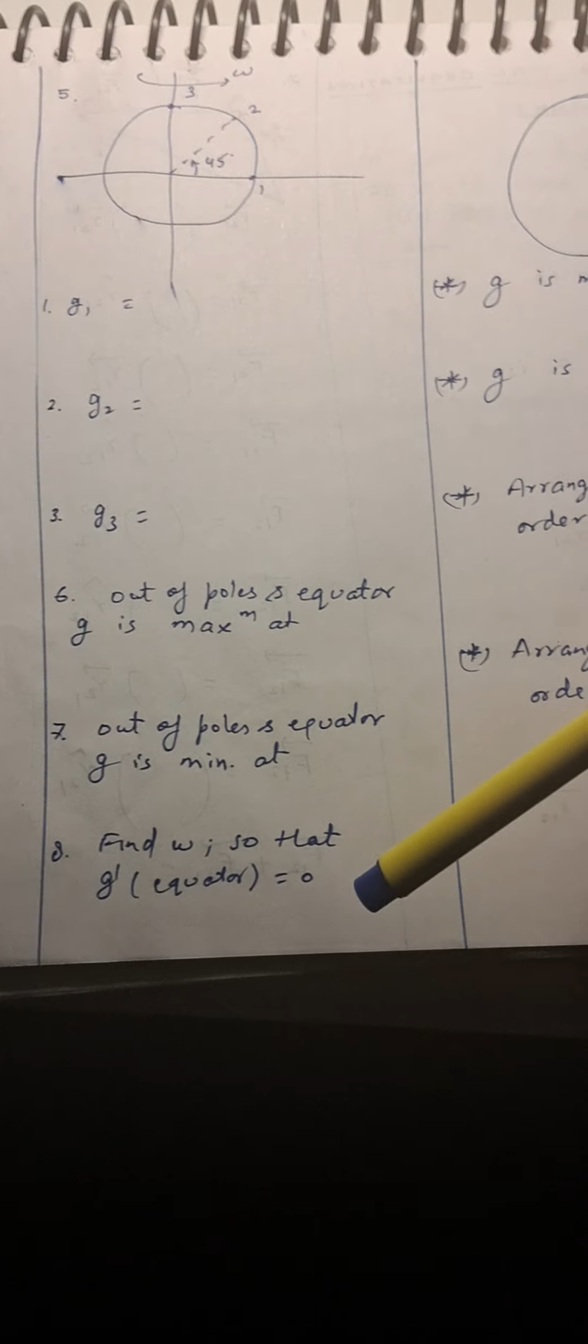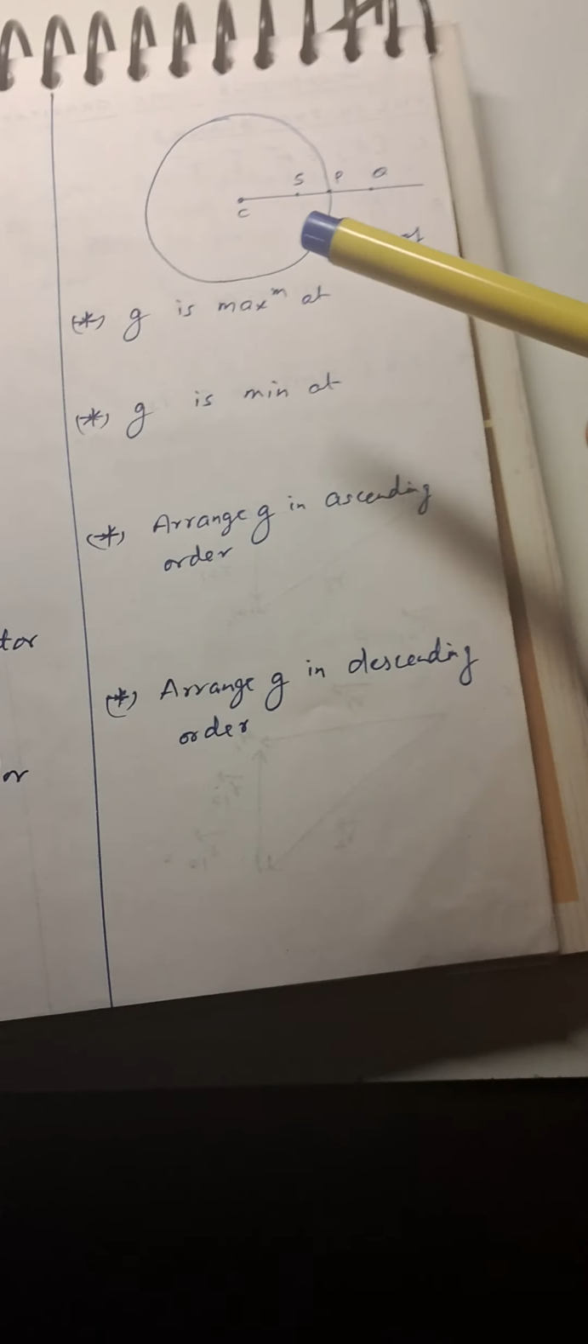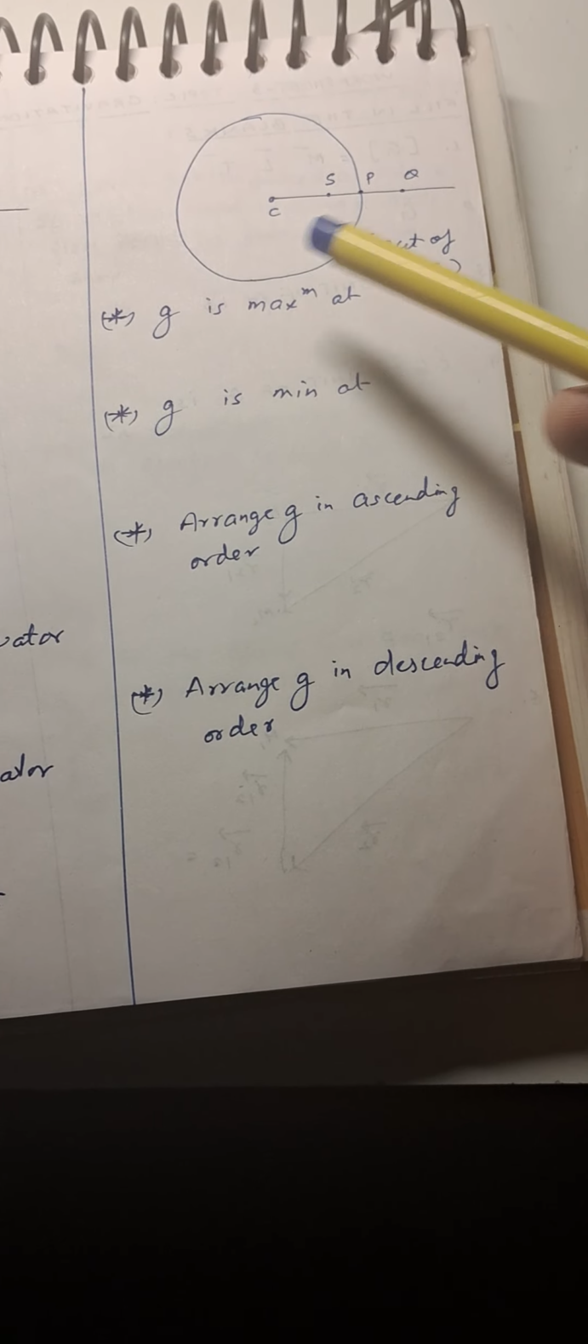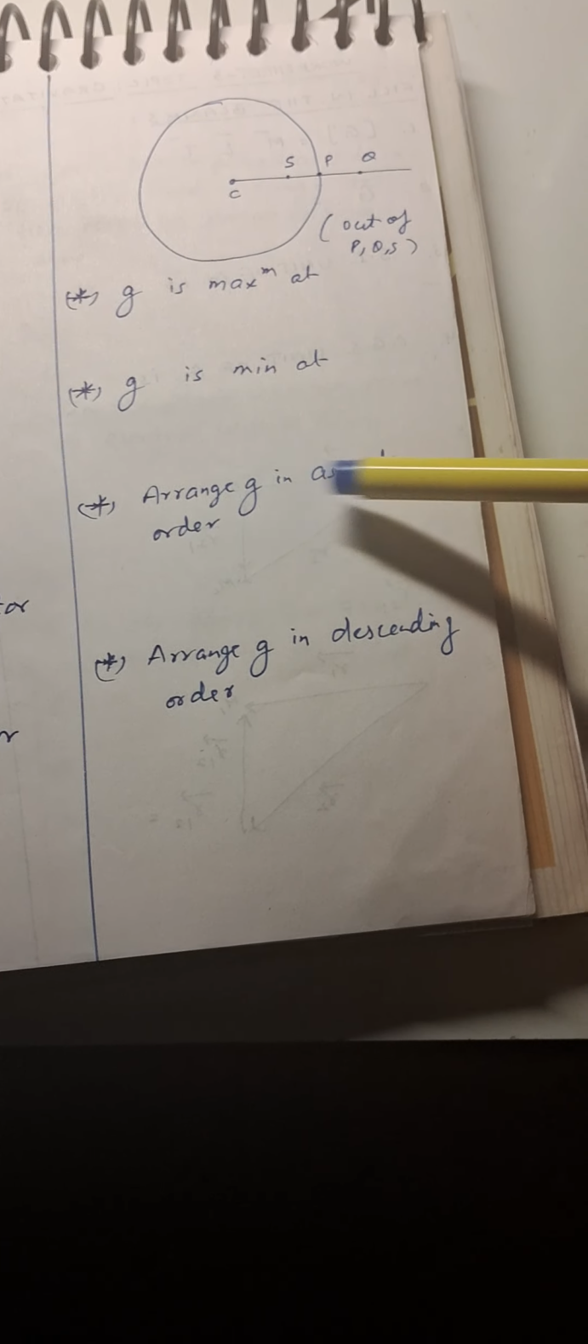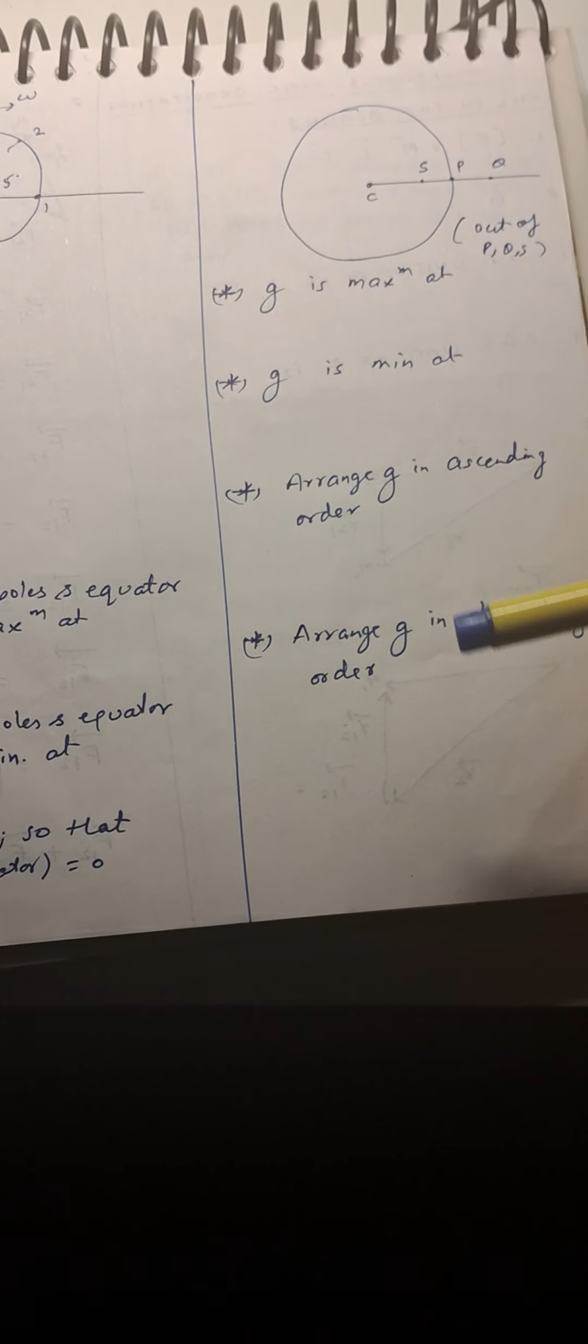Then find omega so that g dash is equal to 0. Then we have a problem based on a sphere, at which point g is maximum, minimum, ascending order, descending order. So there are basic prototype questions based on gravitation.